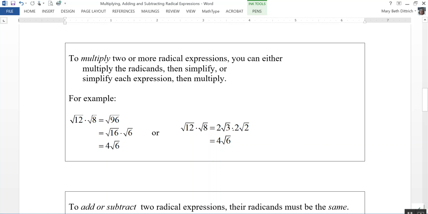I can multiply the numbers out front. 2 times 2 gives me 4. I can multiply my square roots. The square root of 3 times the square root of 2 gives me the square root of 6. So either one of those methods works for multiplying two or more radical expressions.